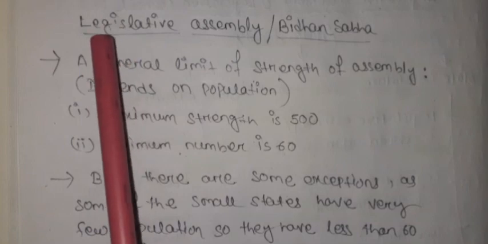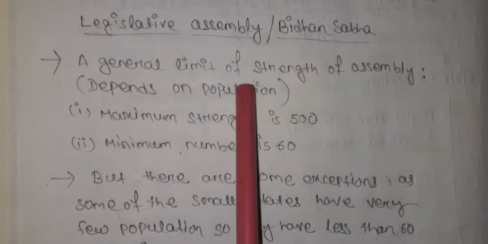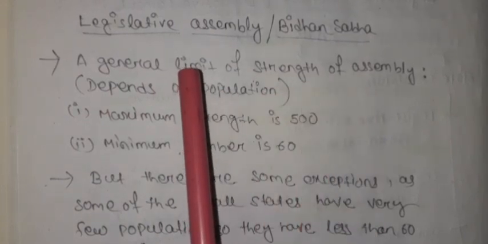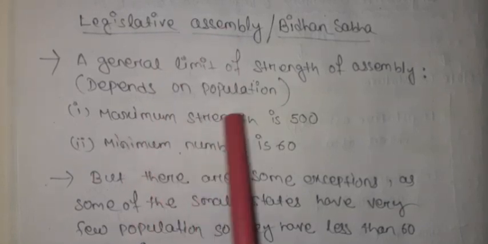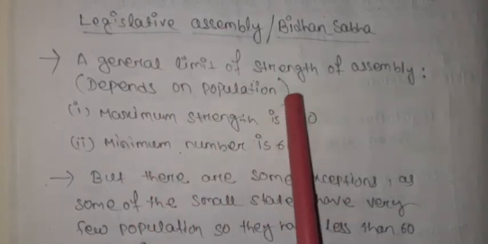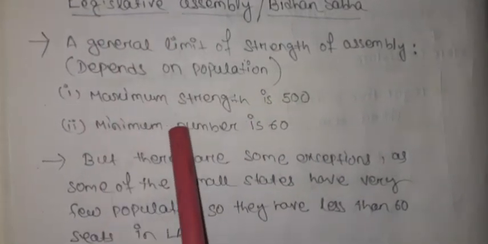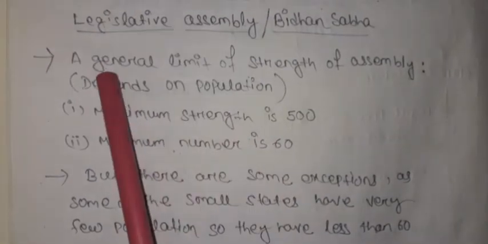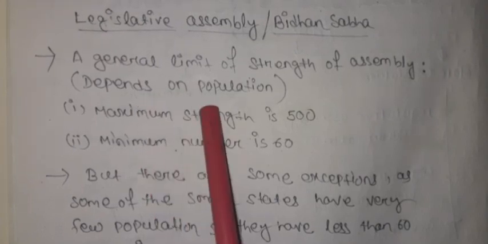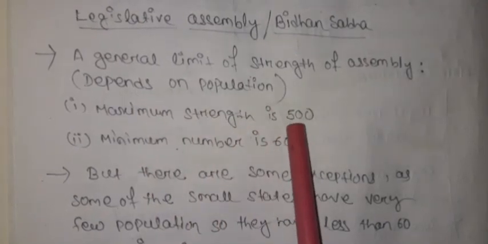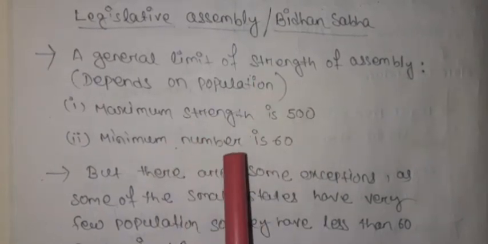First we know what the legislative assembly, or Vidhan Sabha, is. The general limit of strength of the assembly means the number of members in a legislative assembly. Their maximum strength is 500. 500 members can be in a legislative assembly, that is the maximum, and the minimum is 60. And it depends on population. In a state, if there is maximum population, then their maximum strength is 500. If there is minimum population, their minimum number of members is 60.